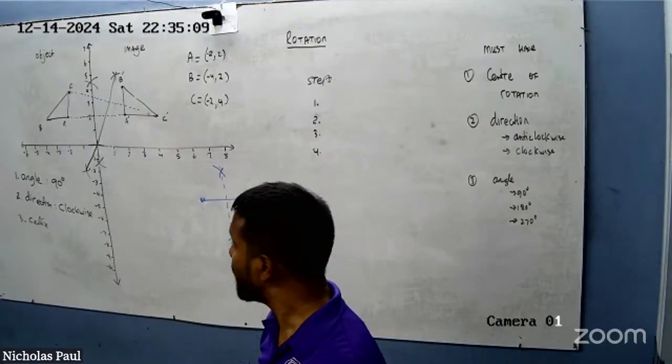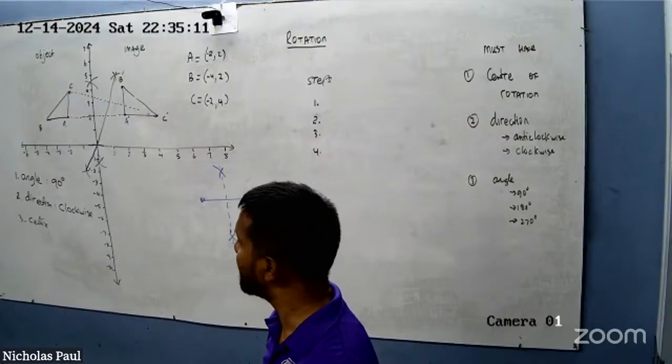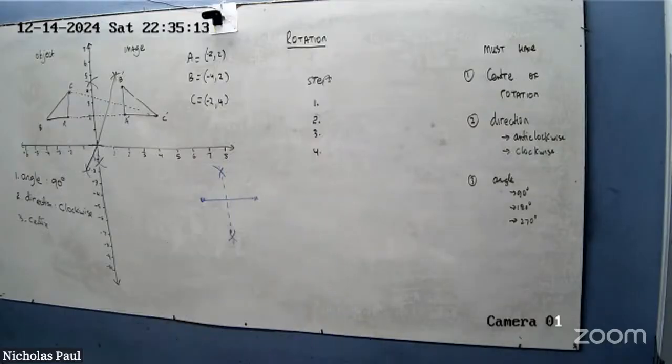You're doing it twice, right? A prime and C prime. When you finish, just let Jamal know. Online, you bisect the lines. Hopefully, you have a compass.